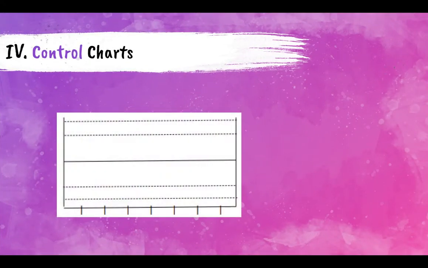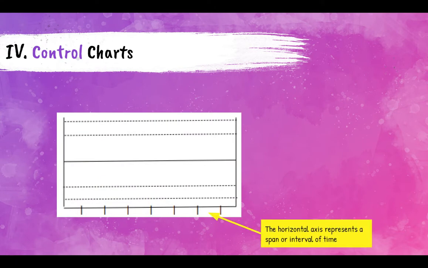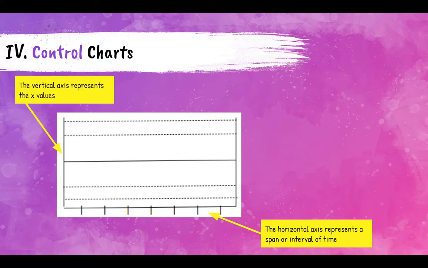The last thing that we're going to look at is control charts. When you set up a control chart, the horizontal axis represents a span or interval of time. The vertical axis represents the x values.